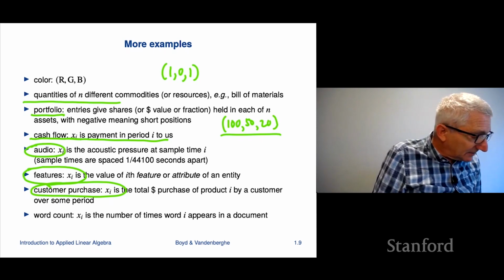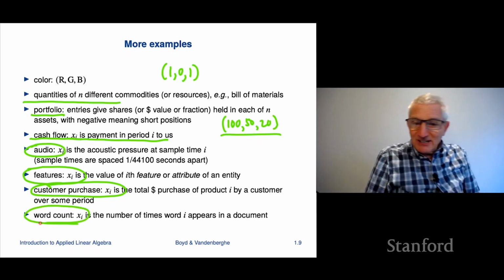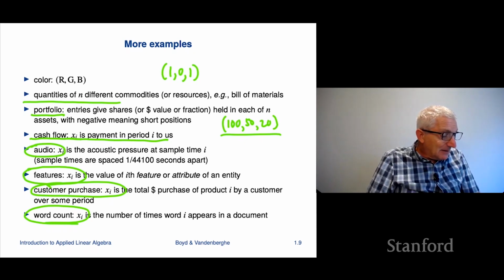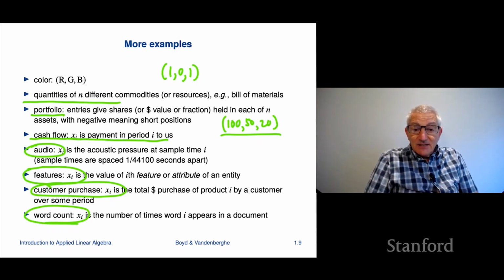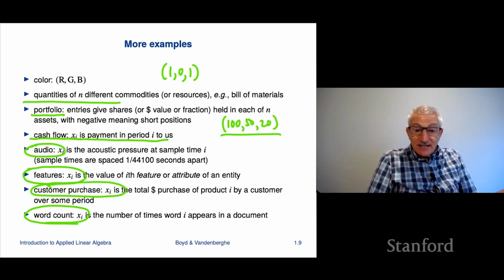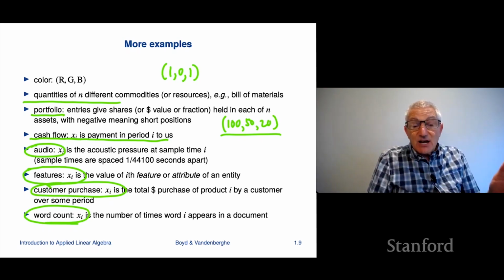Here's one, word count. That's a very interesting one. We have a document, and I'll say a little bit more about that in a bit. What we do is we simply count. We also have a dictionary, and we count the number of times each word in my dictionary appears in that document, and that gives me x_i. So x_i is literally the number of times word i appeared in the document.